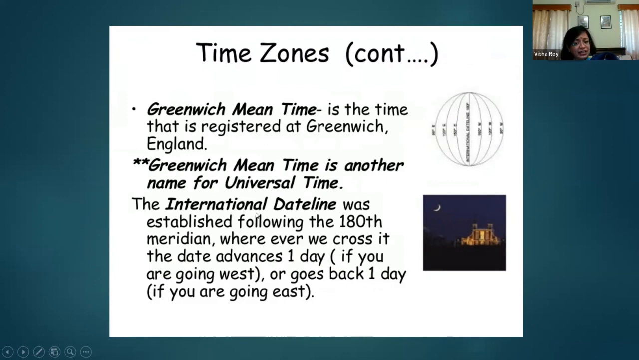The international dateline, what is it? This is the 180 meridian. And why is it called the dateline? Because wherever we cross it, the date advances by 1 day if you're going to the west, and you gain a day back when you're going to the east, right?